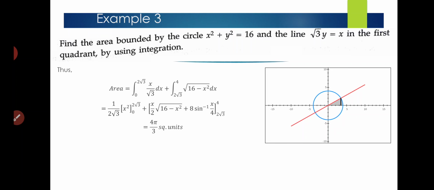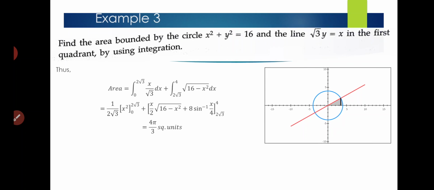So I have done the calculation. I am not showing the calculation separately, so you can understand what you are supposed to do. Once you do your calculation, you get the answer 4 pi by 3 square units. And obviously do not forget to write square units, because you are finding area. Whenever you are finding area, you must have a unit, and area units are always in square units.